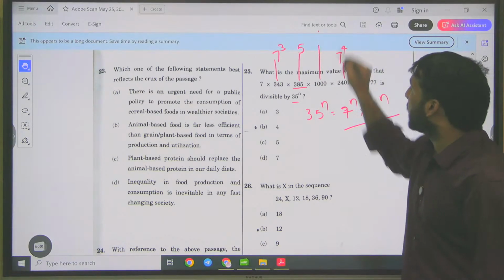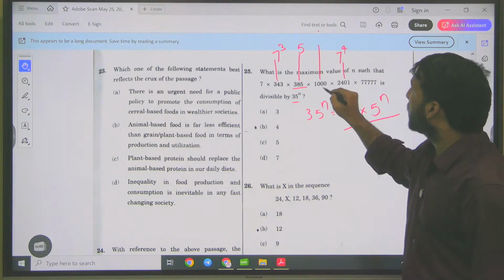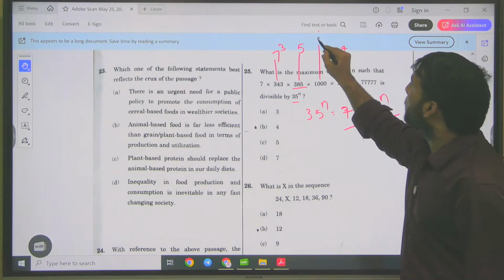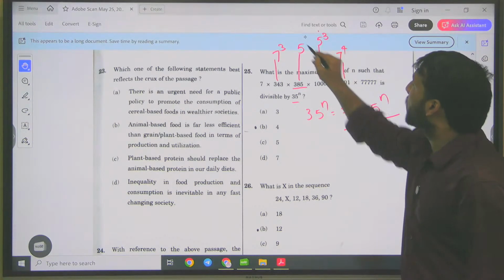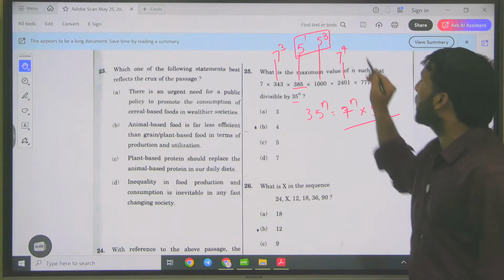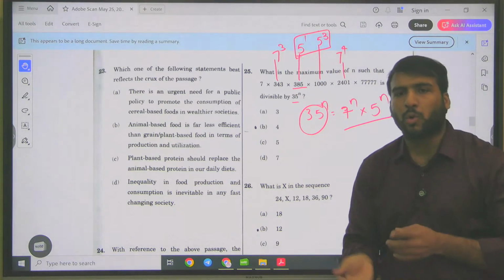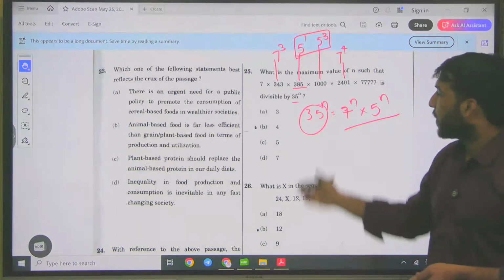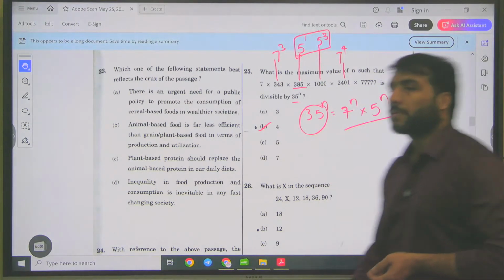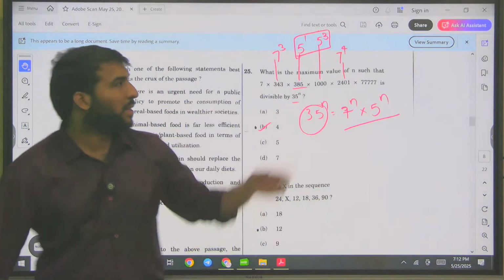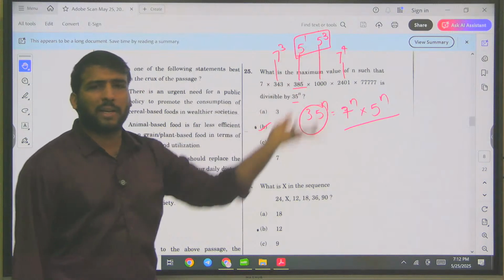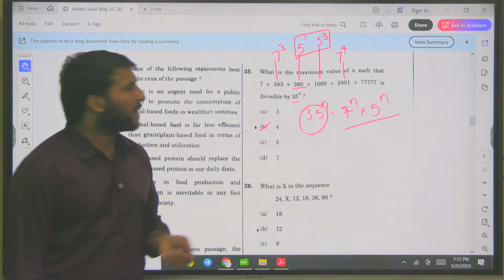In 1000, I am getting 1000 can be written as 10 cube, which means 5 cube. So here 1 five. Total how many 5s are there? 4. If I want to get my 35, both 7 and 5 are needed, right? For that reason, I can choose my option as 4. No need to do the entire sum because 7s are more. Directly we can consider 5 and get our answer.